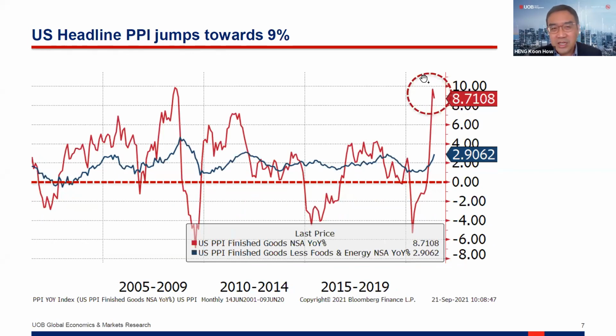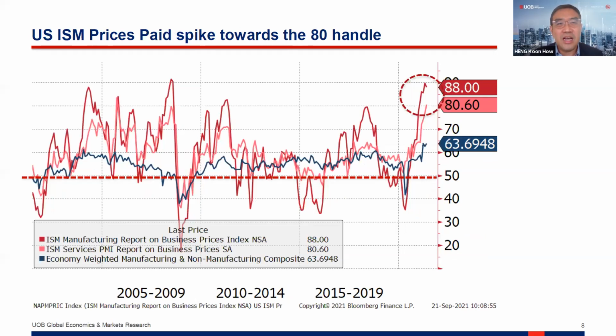And this is really supply chain disruption. This is really higher commodity prices that have led to higher production prices. US ISM prices paid are all up, again, at multi-decade highs. This is the job market being tight. This is prices being tight.